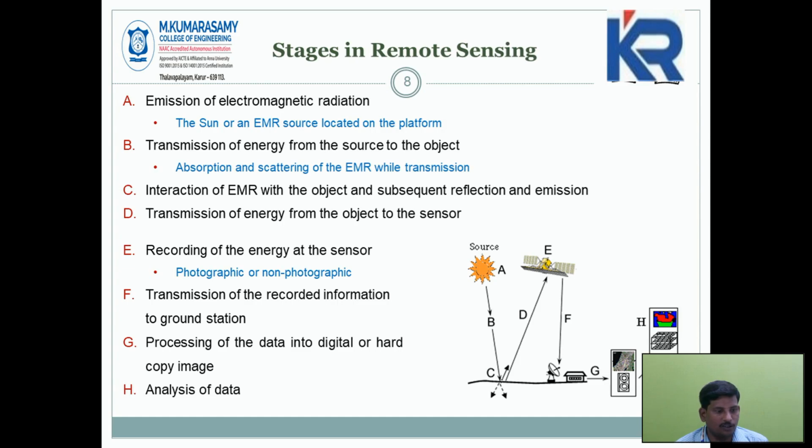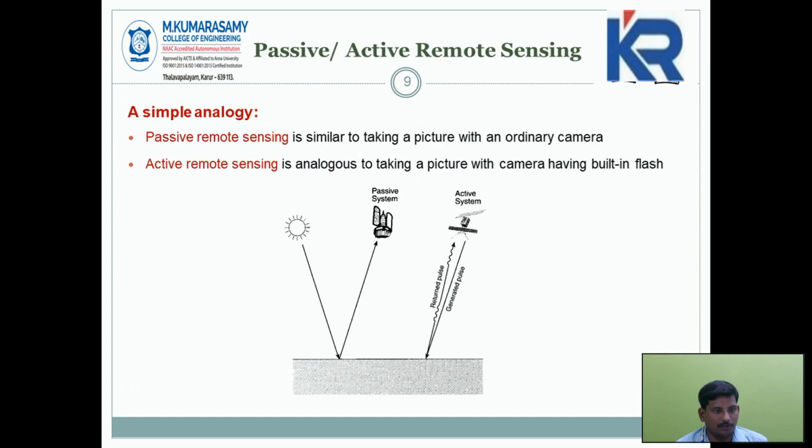Finally the data will be analyzed. That is C, then D, then E, recording of the energy at the sensor. Then F, transmission of recorded information to the ground station. Then H, processing of data into digital or hard copy. Finally we analyze it with the help of ground software.